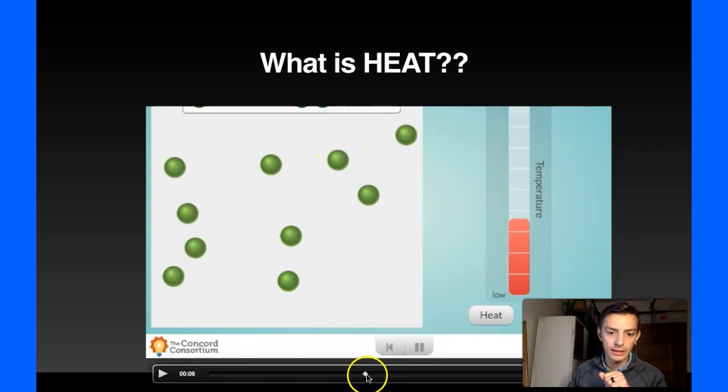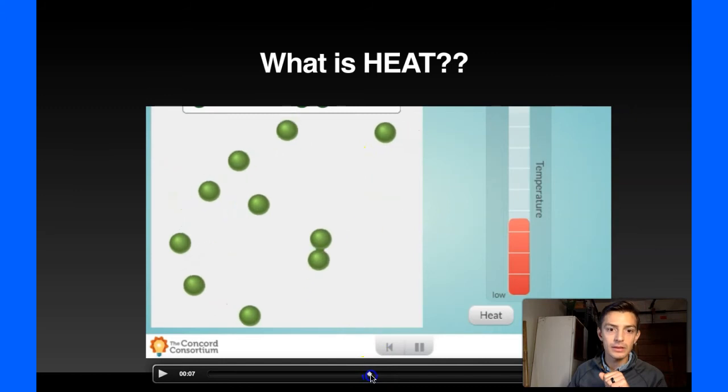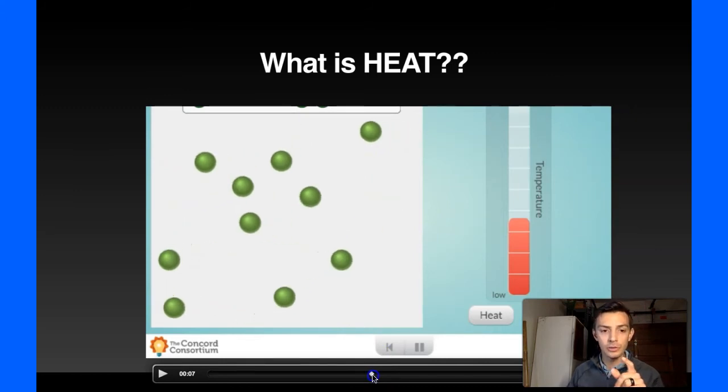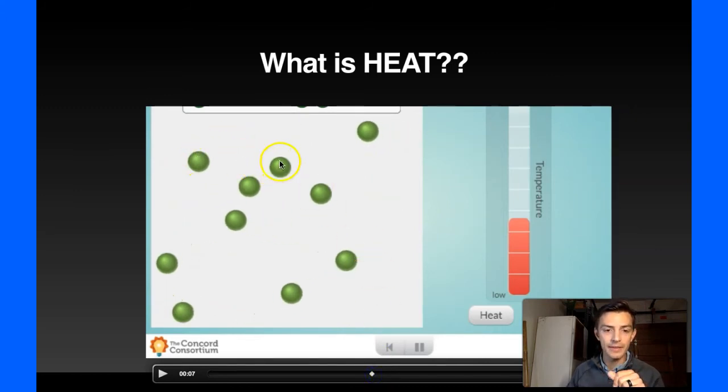And when they collide, you see that the slower-moving particle starts to speed up, and that faster-moving particle slows down a bit. And that's the transfer of heat. That's what we might call one got hotter and one got colder. And that's really the best way of understanding heat, temperature, and thermal energy.